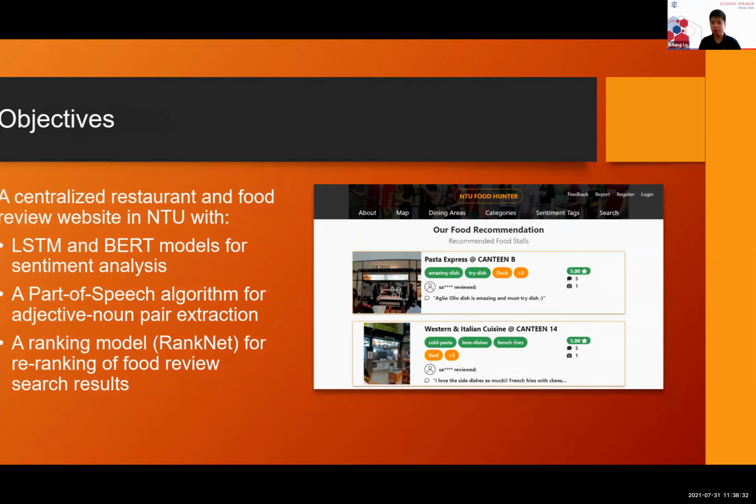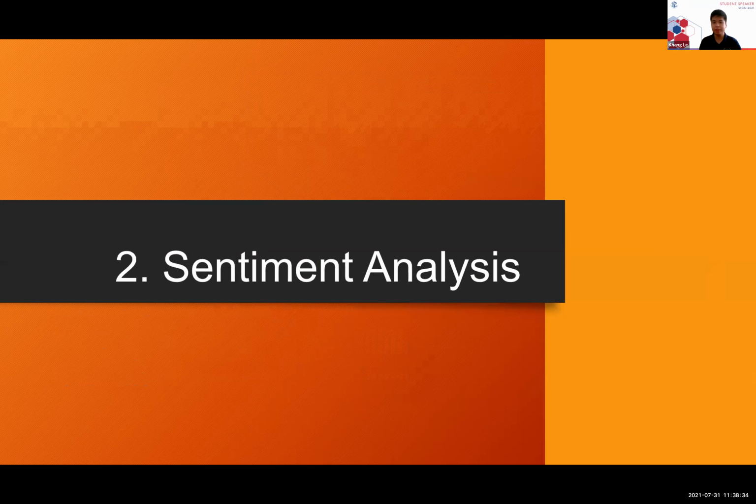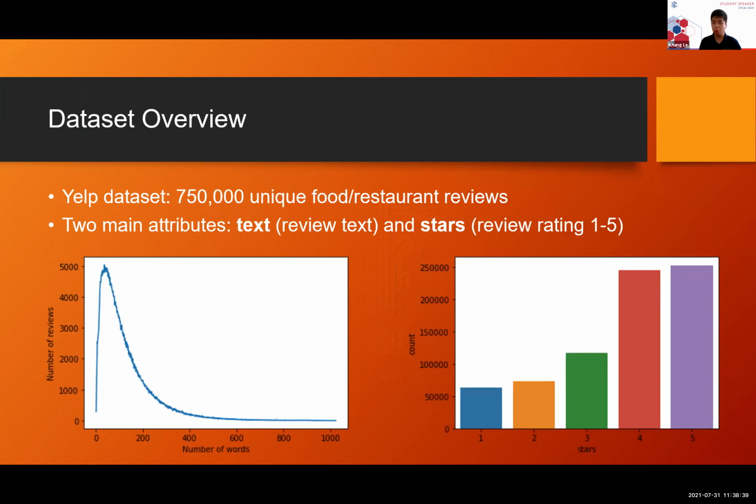So moving on, the first objective in our research is sentiment analysis. One of the most important requirements for any machine or deep learning task is to have a high quality data set. In our project, we use the Yelp dataset, which is a widely recognized benchmark in the deep learning community. This dataset consists of 750,000 unique reviews about food and restaurants.